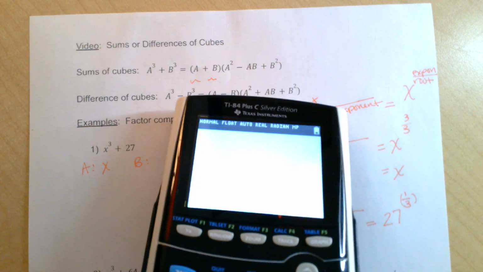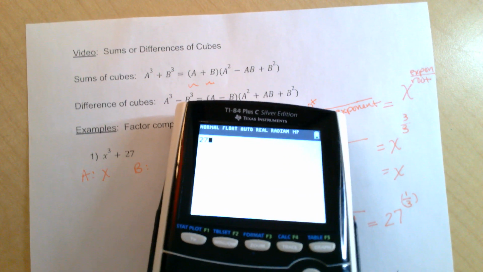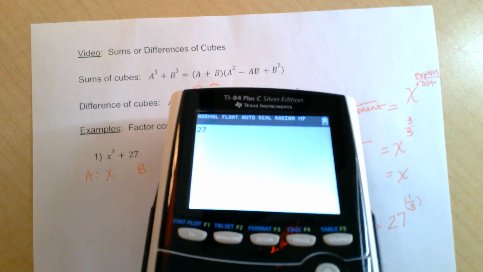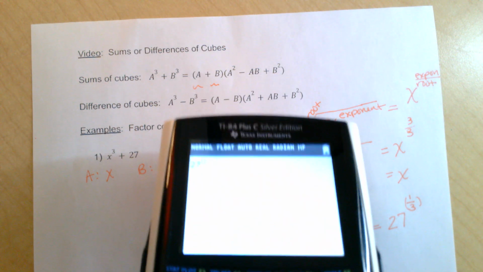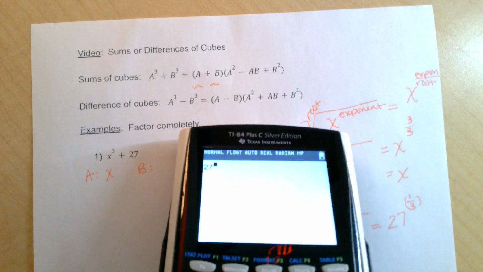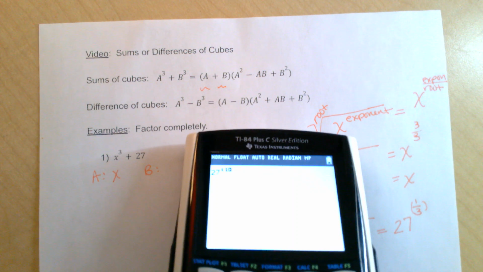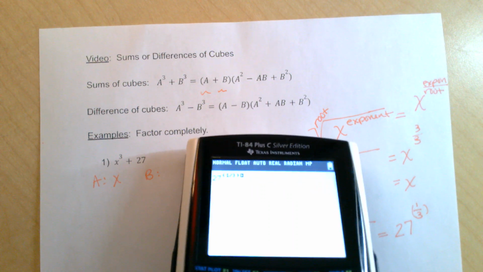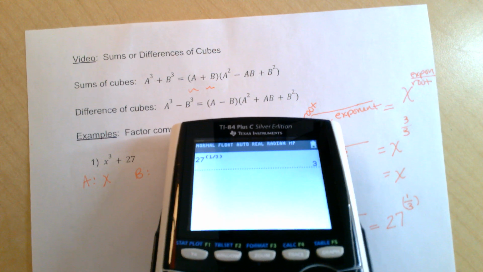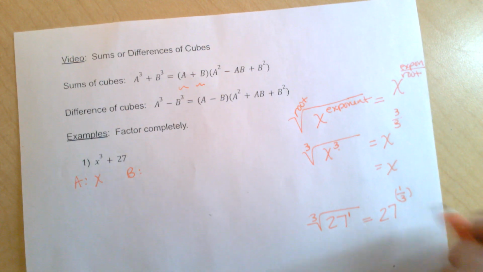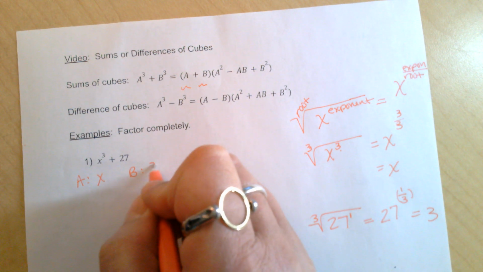So here we have our calculator. So if we put in 27, and then we press the caret symbol right here, that's the caret symbol, and it gets us in that exponent spot of 1 divided by 3. Hopefully you can see that. There we go. That's going to get us to 3. That equals 3. And that's what our b is.